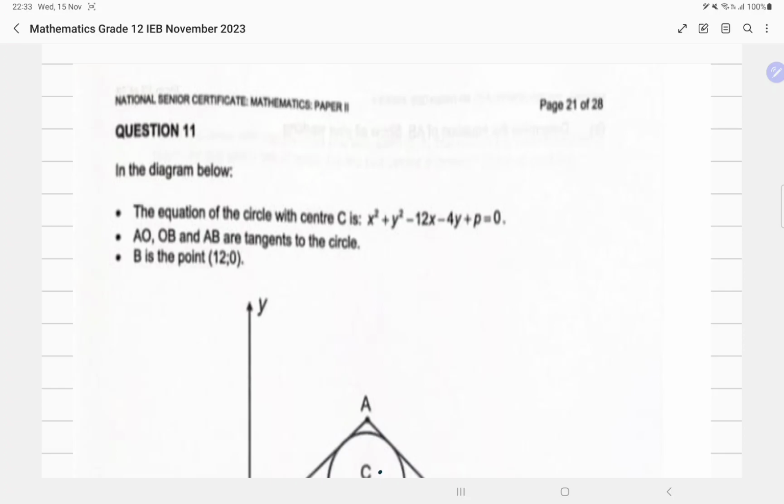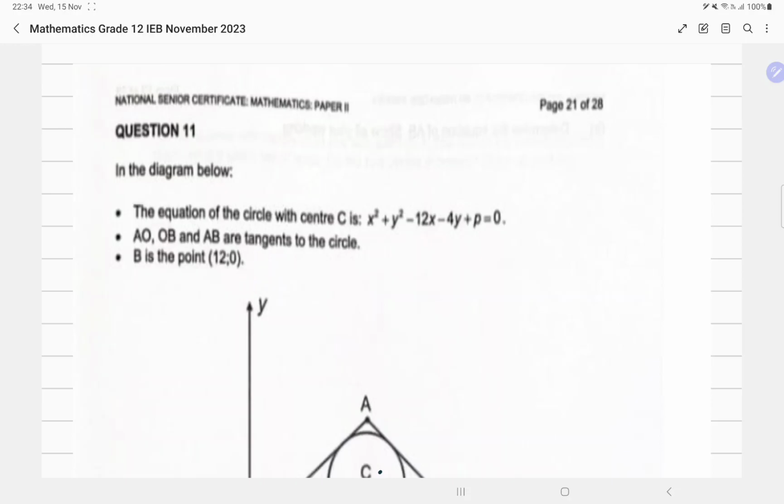Somebody who wrote, I believe, the IEB paper written this year, asked me to have a look at these questions. They said they wrote well, but needed a bit of a check on this one. So if you wrote this paper, you are probably interested in knowing what approaches or strategies you could have used to answer question 11. Now here come the strategies.